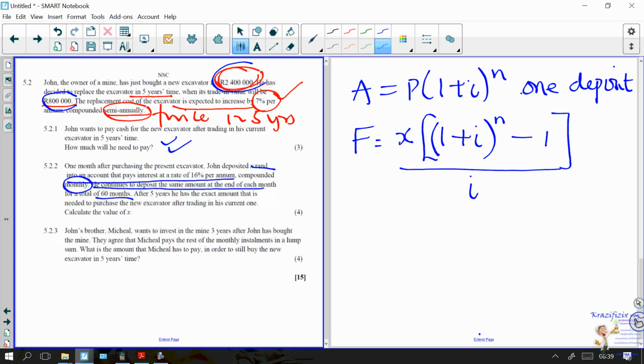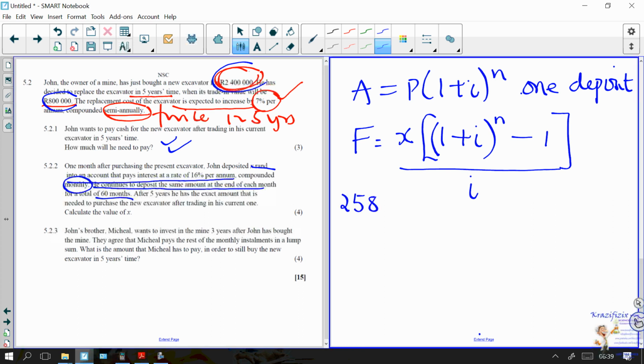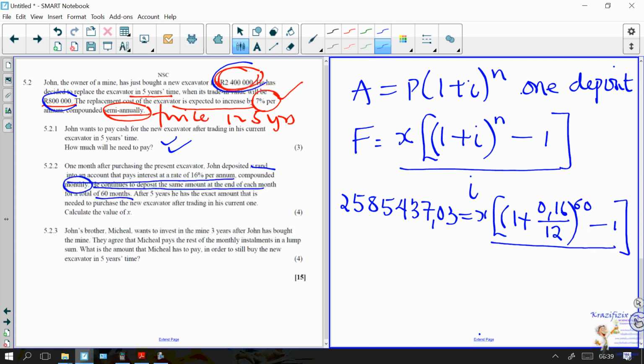So what do I have? I have 2,585,437.03. I'm looking for X. Okay, and what do I have? 1 plus, what is my interest rate, by the way? 16%, compounded what? Monthly, divided by 12. For how many months? 60 months. All right, minus 1, over, what's my interest? 0.16 divided by what? 12.